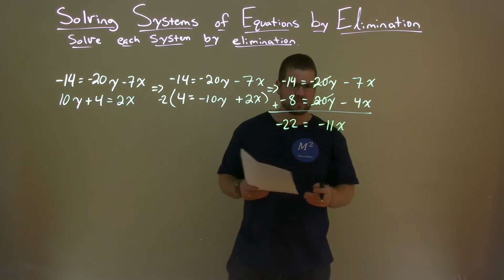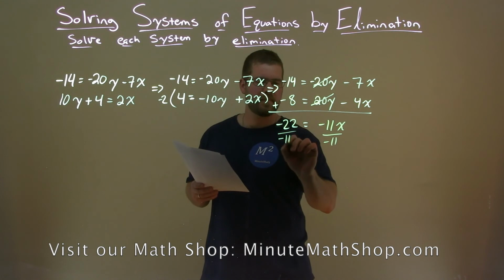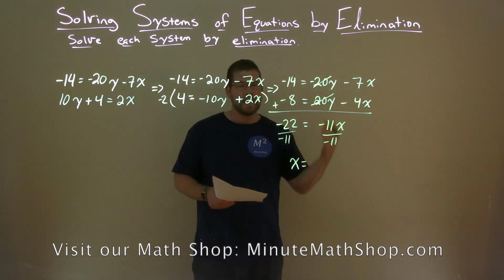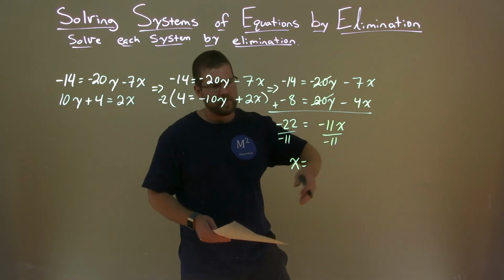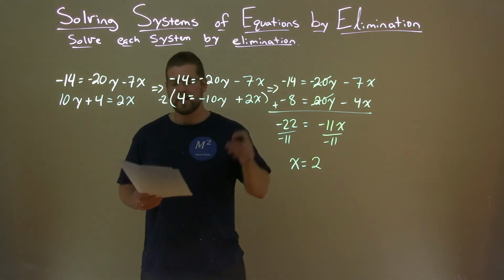All right, we want to get x by itself. Divide both sides by -11, and x by itself here, -22 divided by -11. Negative divided by negative is a positive, and so we have a positive 2 here. 22 divided by 11 is 2. So x is 2, but we're not done.